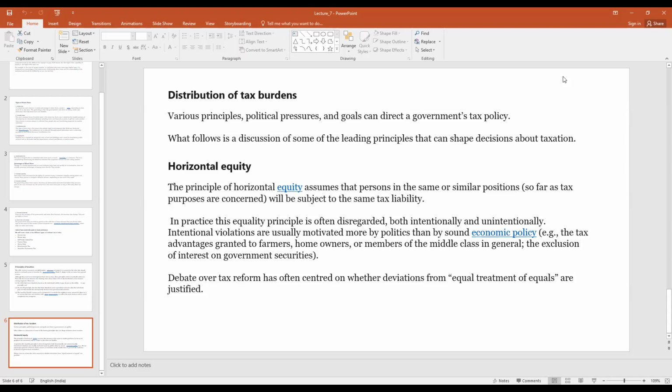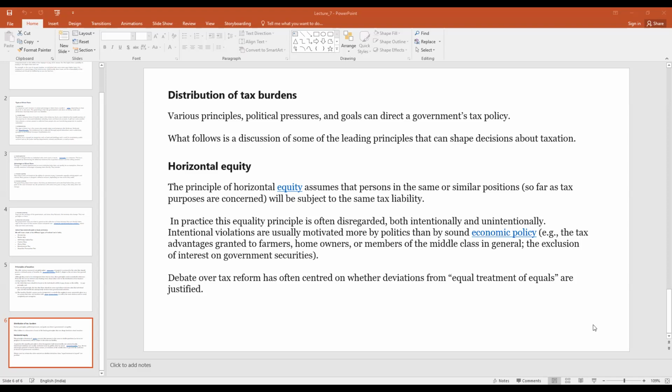Based on that, the government decides to go for an appropriate tax policy. The main aim of the tax policy is to distribute the tax burdens equally. What follows is a discussion of some of the leading principles that can shape decisions about taxation. The benefit principle is an important thing. The ability to pay principle also determines how much taxation has to be levied on various income groups of people.